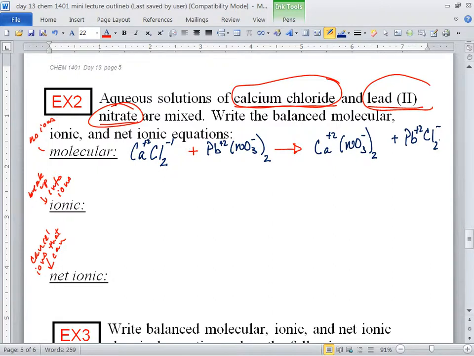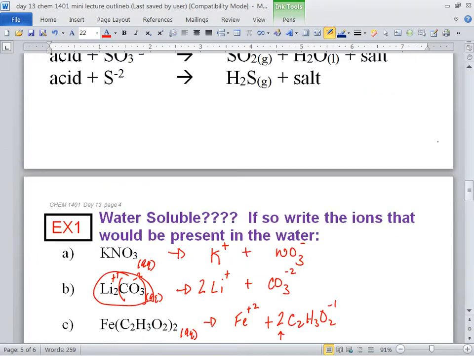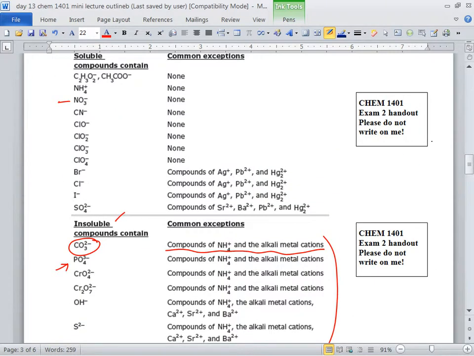Okay, now what we've got to do is put subscripts of aq or s on everything. So calcium chloride, Sydney, would that be solid or aq? Calcium chloride.